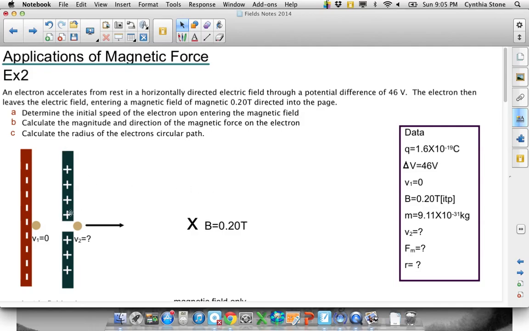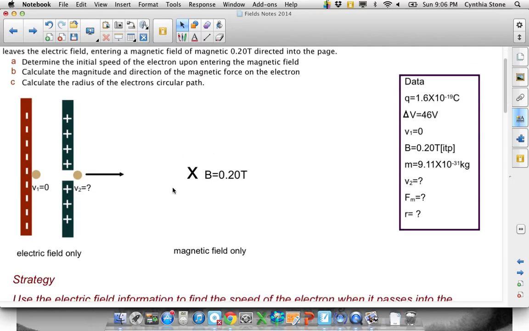Anyway, so we want to know V2. That's the first thing. Then it asks us to find Fm. Okay, we can do that. That's just the formula, QVB sine theta. And find the radius. Here we go. Find the radius of the electron's circular path. That gives us a hint that our sine theta is going to be 90 degrees. It's implied in the question already. We know the thing's going to move in a circle, and we want to calculate r. But we'll get to that. Let's first find that speed, okay?